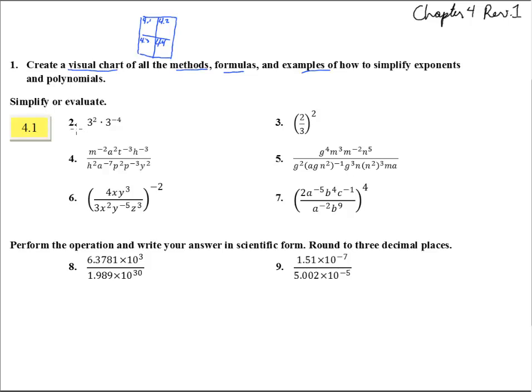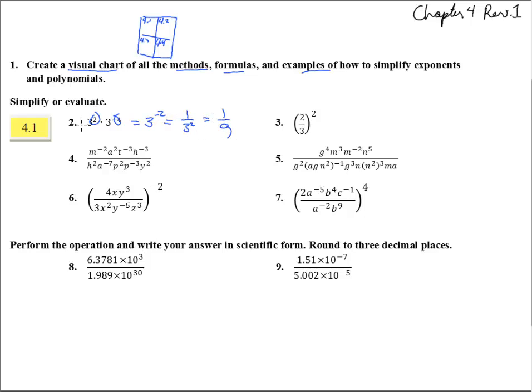Number 2, simplify or evaluate. This is 3 to the second power times 3 to the negative 4. This is the easy rule where we just add those exponents, so it becomes 3 to the negative 2. Now don't get confused here that we're not actually doing 3 times 3. This is saying how many 3's we're timesing all together. So we don't get 9 to the negative 2. We get 3 to the negative 2. This is then moved to the bottom as a negative exponent, 1 over 3 squared, which gives us 1/9.